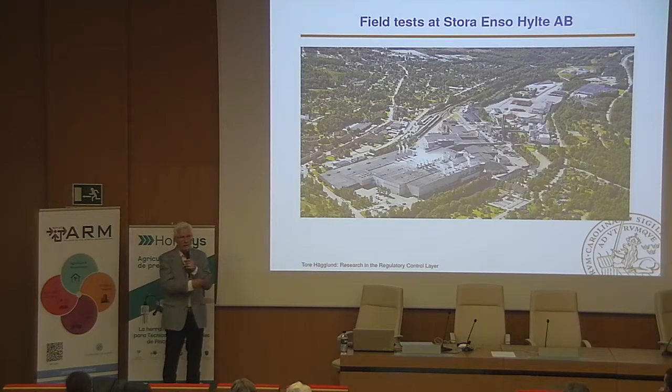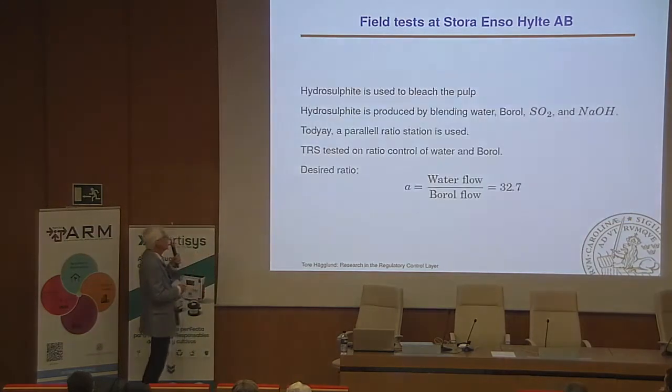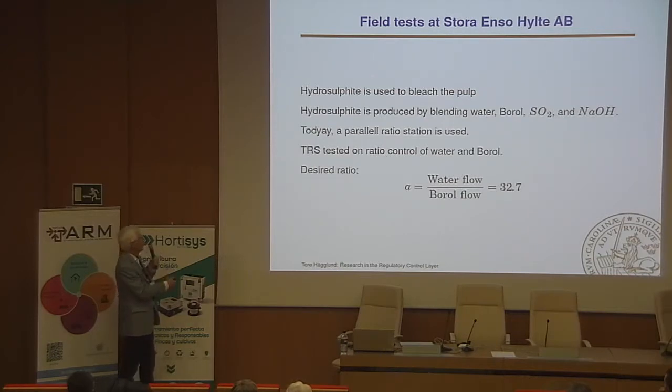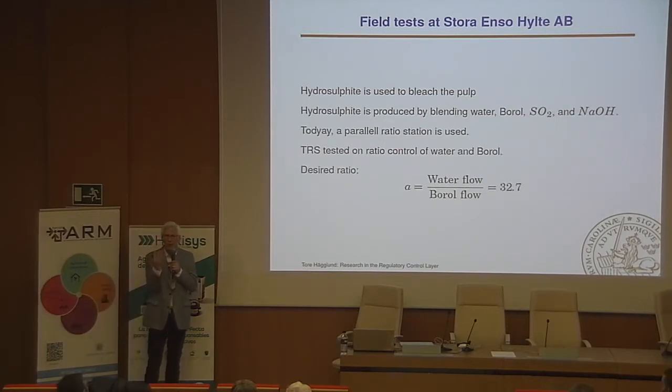I've tried it out in a paper mill in Sweden. We implemented the strategy, as I said before, in an ABB 800 system, and we tested it on a section where they produce hydrosulfite, which is used to bleach the pulp. It is produced by mixing 4 different chemicals. Well, water is a chemical: water, boron, SO2, and NaOH. We could have handled all the 4 flows. Then we would have had 1 master and 3 slaves at the time. But we didn't. We just looked at the water and the boron flow.